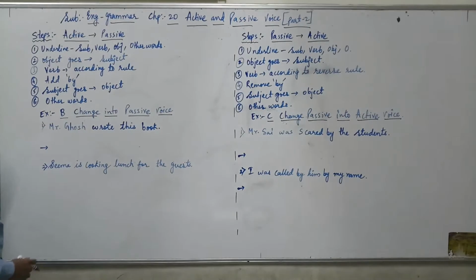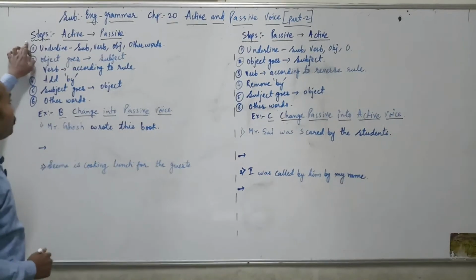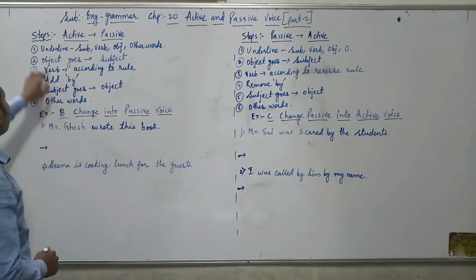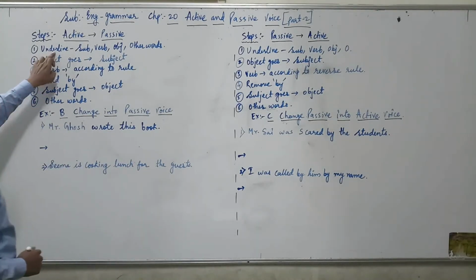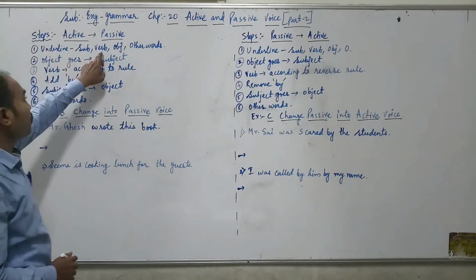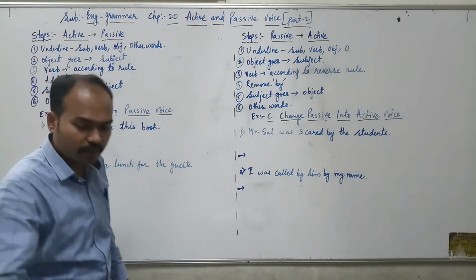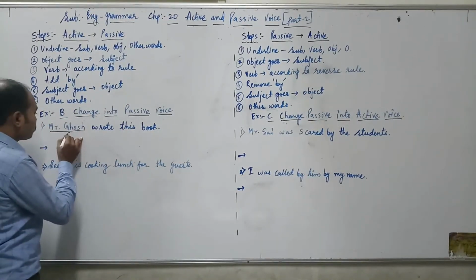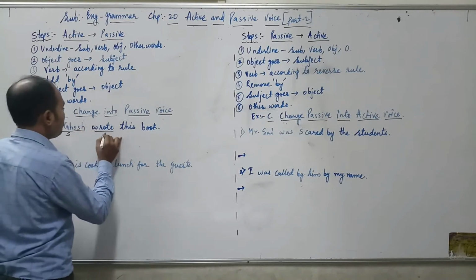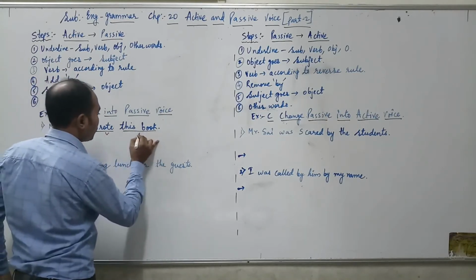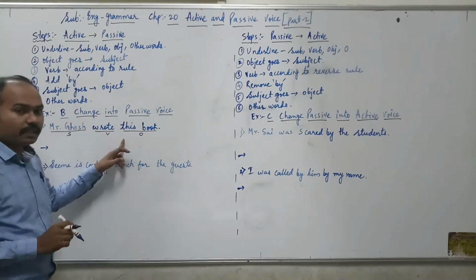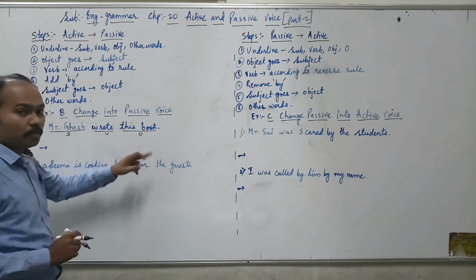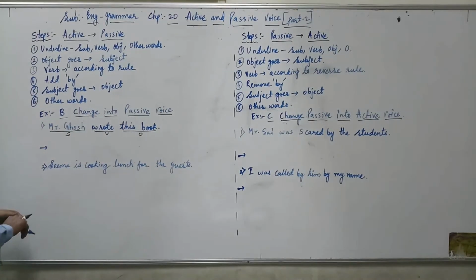So let us start. I have given here some steps. You have to follow the steps in order to change the sentences. In the steps, point number 1 is we have to underline the subject, verb, object and other words in the sentence. So I will underline the subject, then the verb and object. Other words are not there in this question. Okay. So the question is Mr. Ghosh wrote this book. So we have to change that. We will change it.